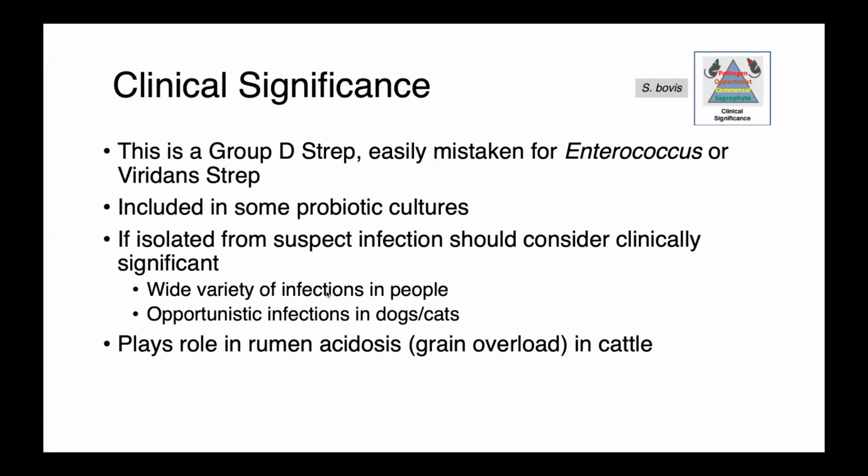Streptococcus bovis is a group D strep, which is easily mistaken for Enterococcus or viridans strep on the plate. This is an organism that's actually included in some probiotic cultures, so it's one that we frequently don't associate with disease. But if you do isolate it from a suspect infection and you have clinical evidence that there is an infectious process going on, you should believe it. It's been isolated from a wide variety of infections in people, as well as opportunistic infections in dogs and cats. Its biggest contribution to disease is probably the role that it plays in rumen acidosis in cattle, so grain overload.